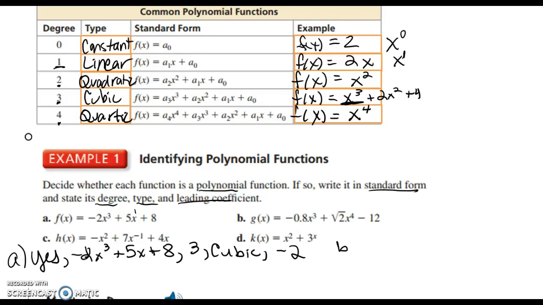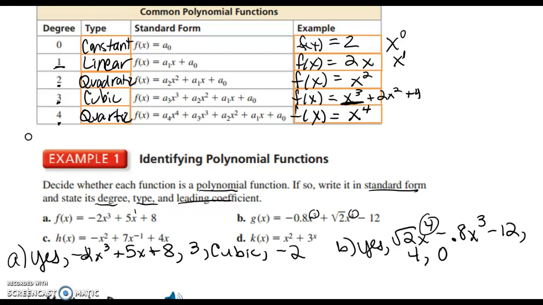Let's look at B. B has exponents of 3 and 4. So yes, this is a polynomial. Let's put it in order. We have to put the greatest power first, so the square root of 2 x to the 4th has to come in front. And then you can put the x cubed term and then the number without the x. Because the highest power is 4, the degree is 4, and we call these quartics. And the number in front of x to the 4th is the square root of 2. That's the leading coefficient.